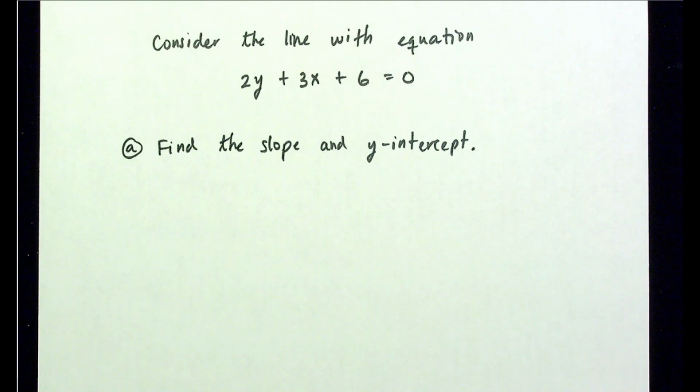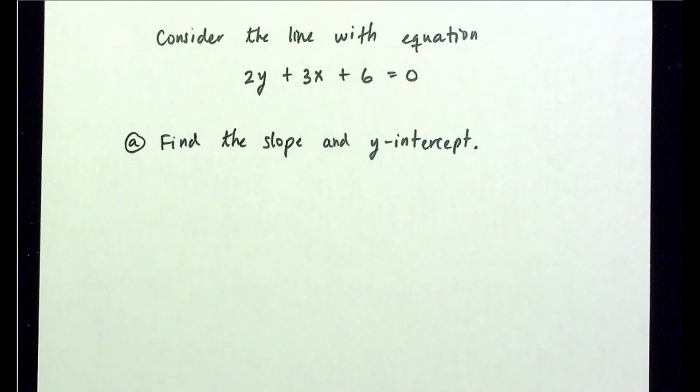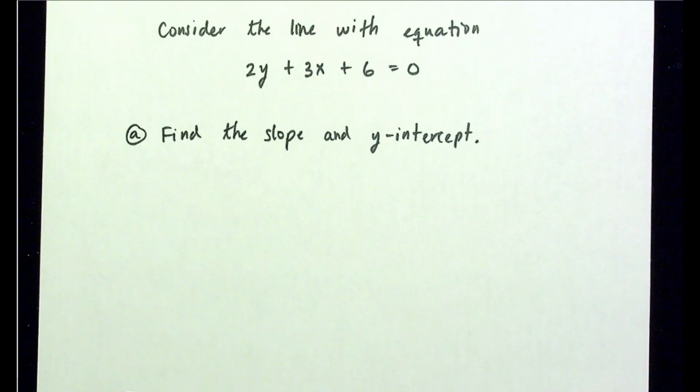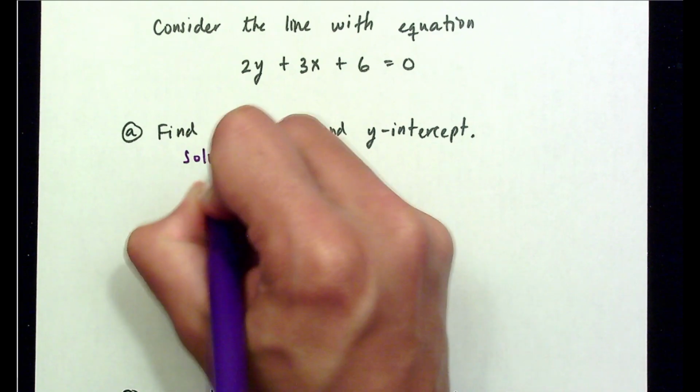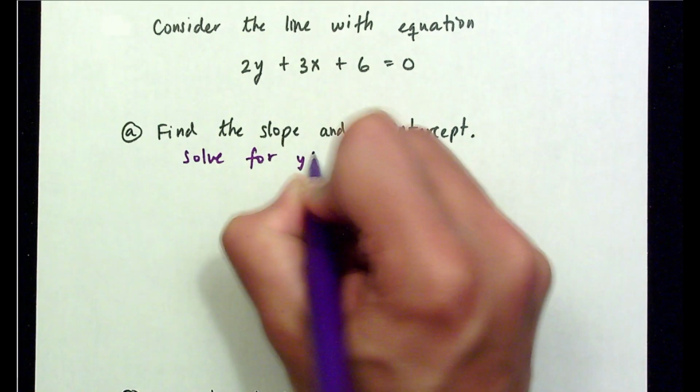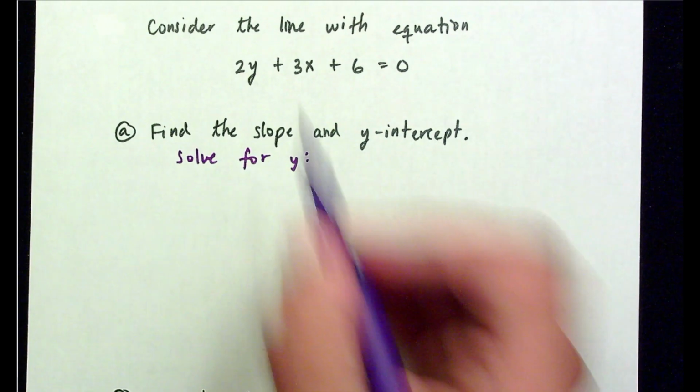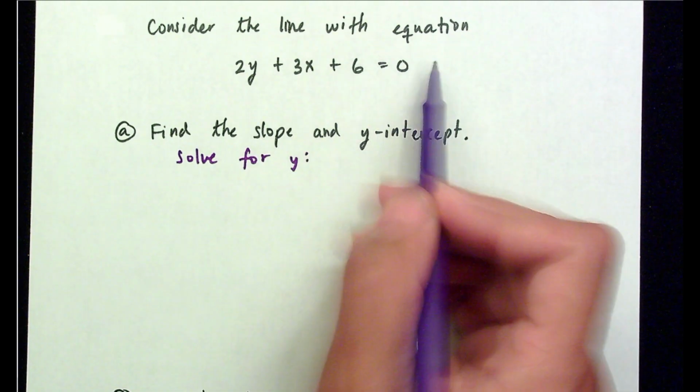We're now going to review how to draw the equation of a line using the slope-intercept method. Okay, so consider this line with equation 2y plus 3x plus 6 equals 0. Let's first find the slope and the y-intercept. For finding the slope and y-intercept, basically put the equation in the slope-intercept form, which means solve for y. So that is going to be our first step. From this equation, move both of these to the other side.